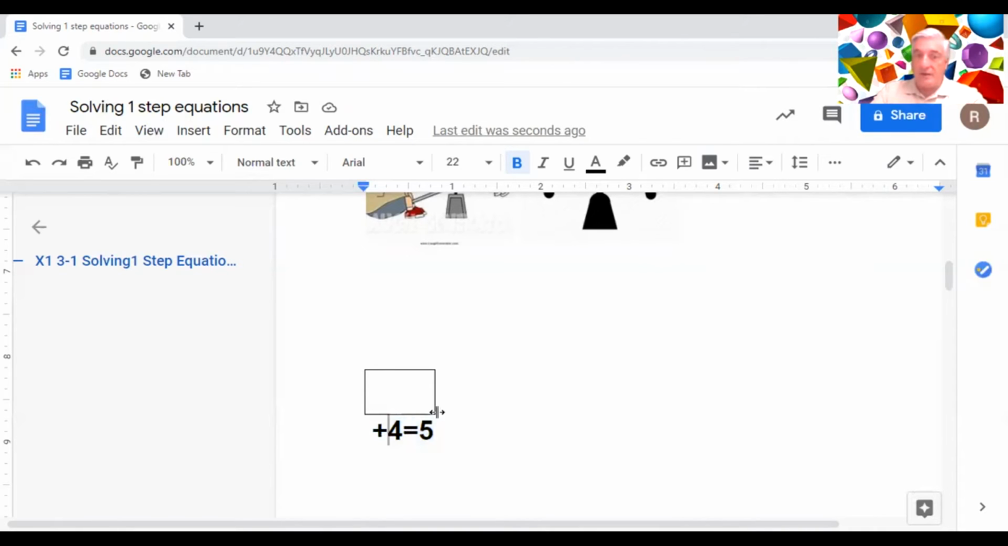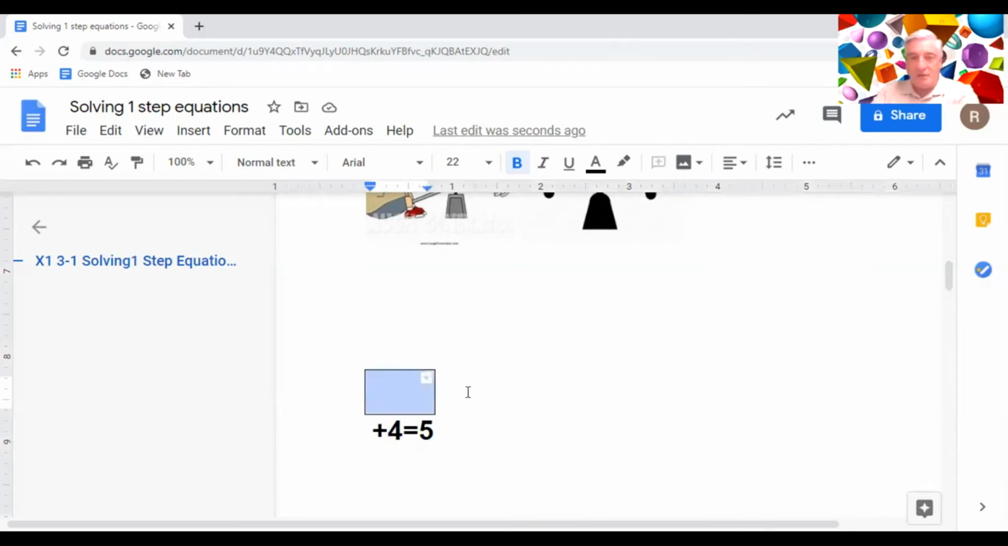And sometimes you had this in kindergarten, didn't you? Square plus 4 equal 5. Circle plus 4 equal 5. Triangle plus 4 equal 5. How many of you already know that that's 1? Thank you. Raise your hand. Thank you. Hey, now what am I going to do?